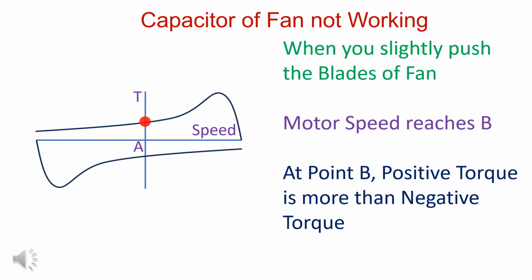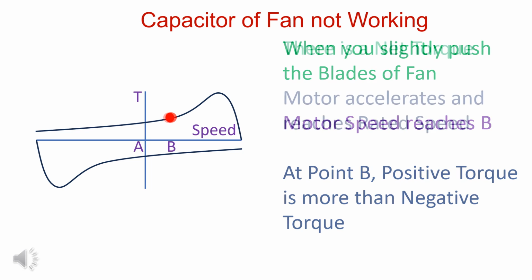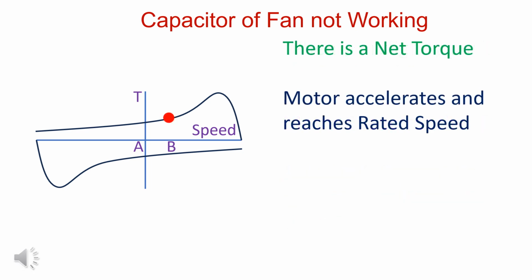When you push the blades slightly, motor speed reaches B. At point B, positive torque is more than the negative torque. There is a net torque. The motor accelerates and reaches the rated speed.